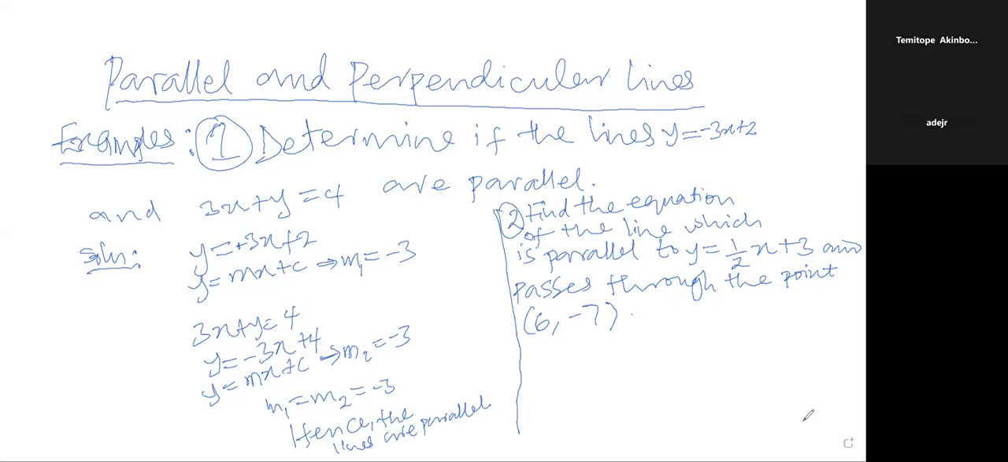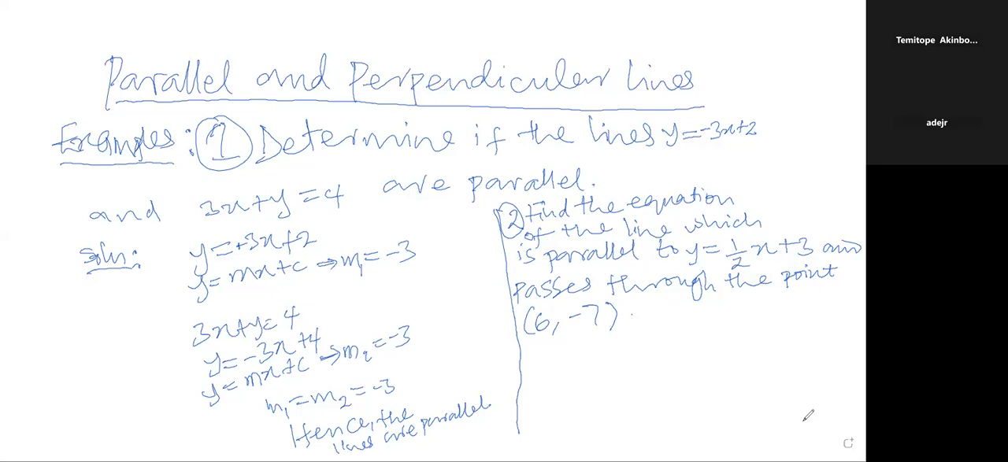You have to get the coordinates 6, minus 7 into an equation, don't you? No, that won't solve the problem. We are looking for the equation of the line that passes through the coordinate 6 comma minus 7. That's what we are looking for.